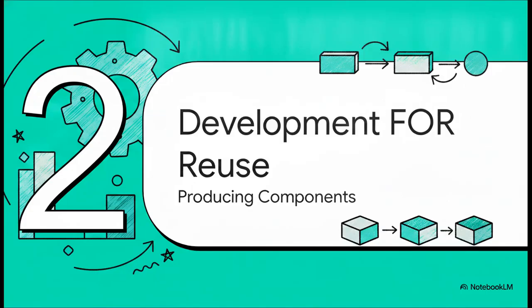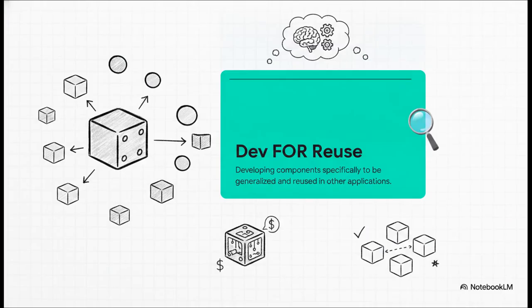All right, moving into Section 2, development for reuse. This is where we focus on the producer side of things. Let's start by defining it. Development for reuse is the process of developing components or services specifically intended to be generalized and reused in other applications. And I really want to emphasize something here. Building a component for someone else to reuse requires a totally different mindset than building something just for yourself. Think about it. You might have the source code right in front of you, but your actual goal is to generalize it so much that it fits into future applications you haven't even dreamt up yet.